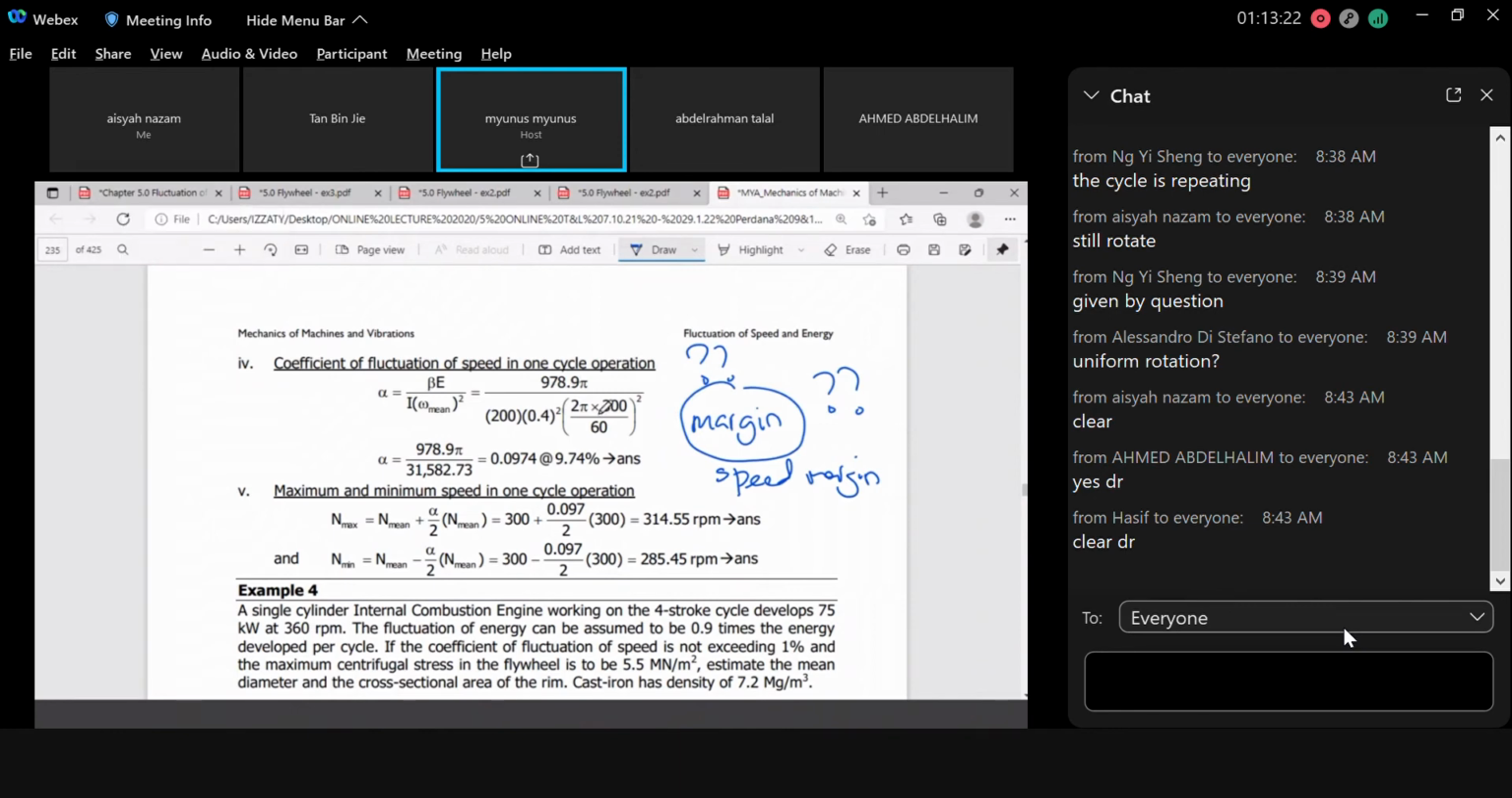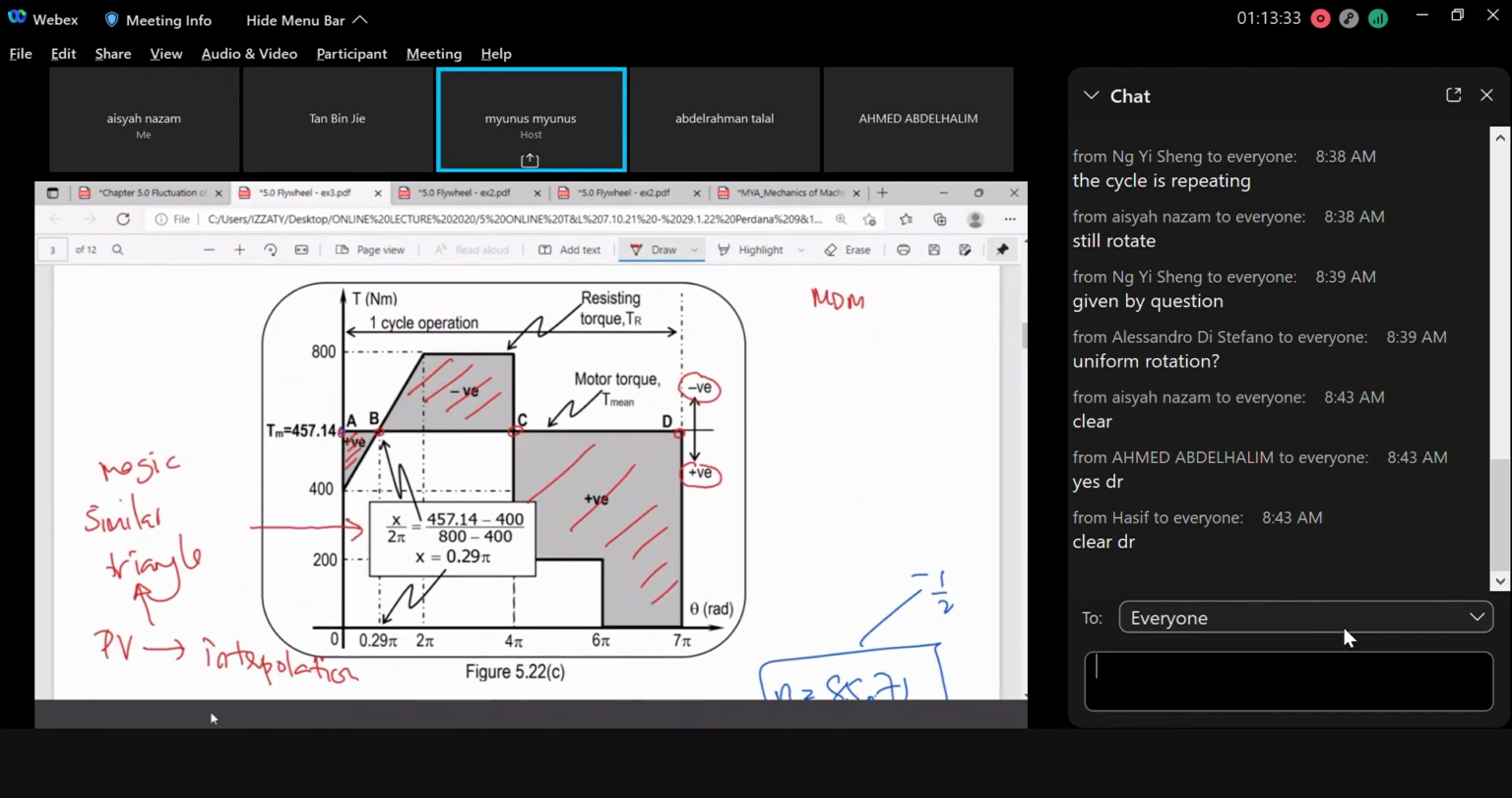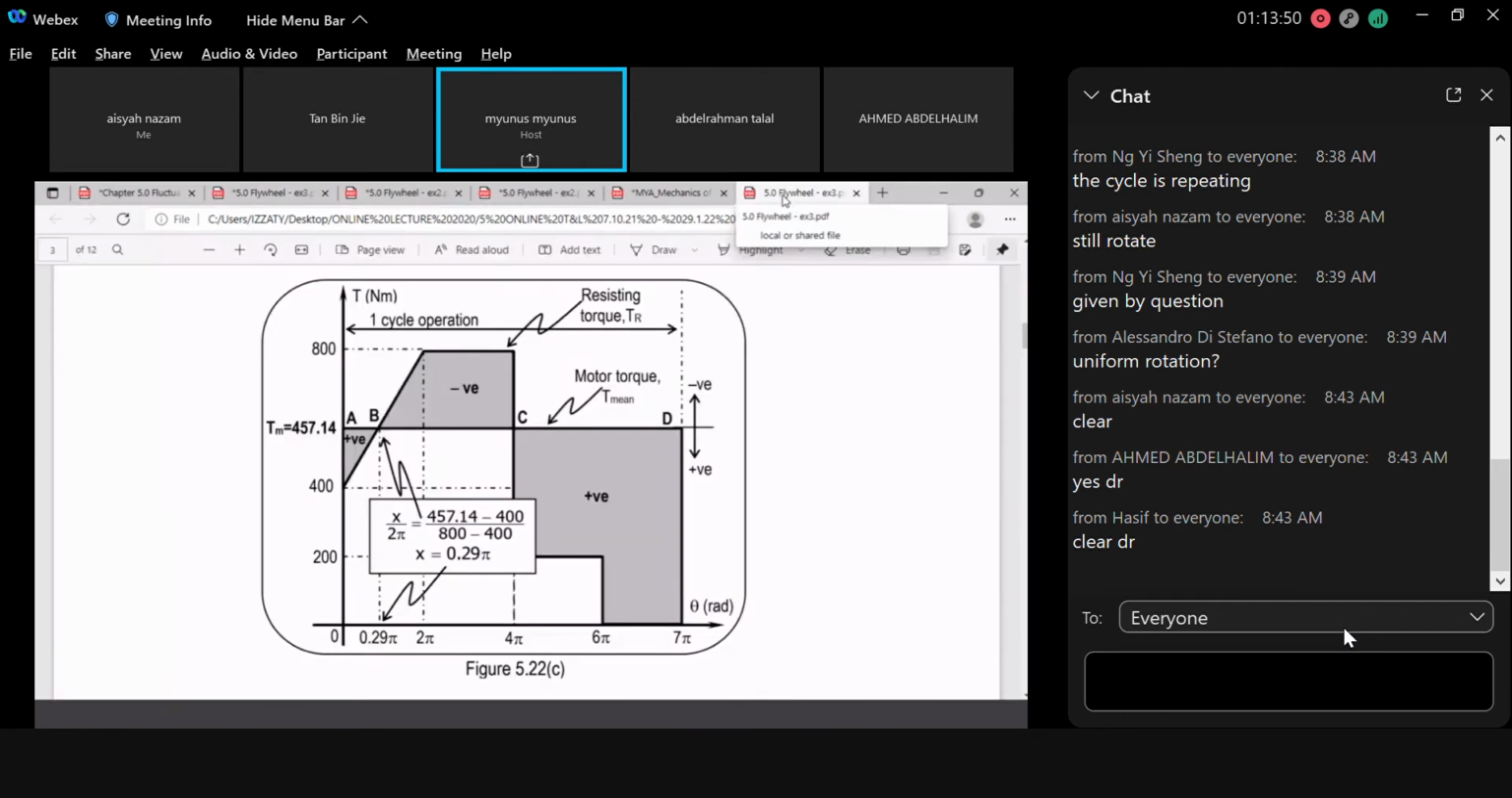Okay, now I'm going to give you an alternative to define this. Go back here. This is example number three. Now this is the alternative solution of calculating the beta.